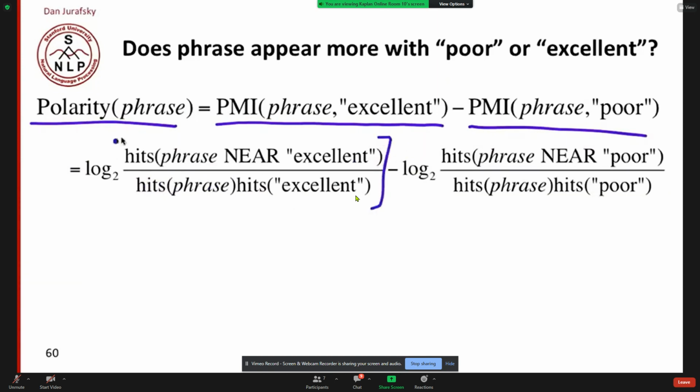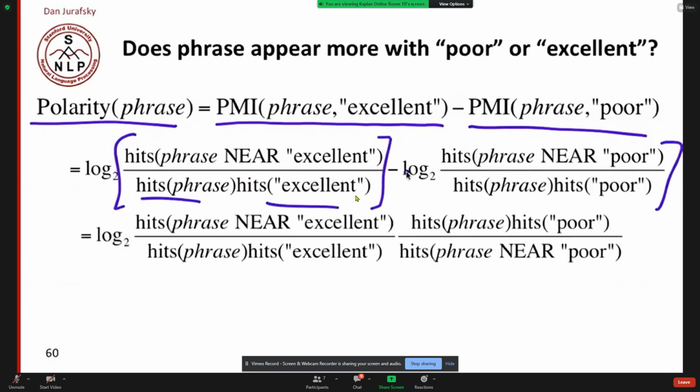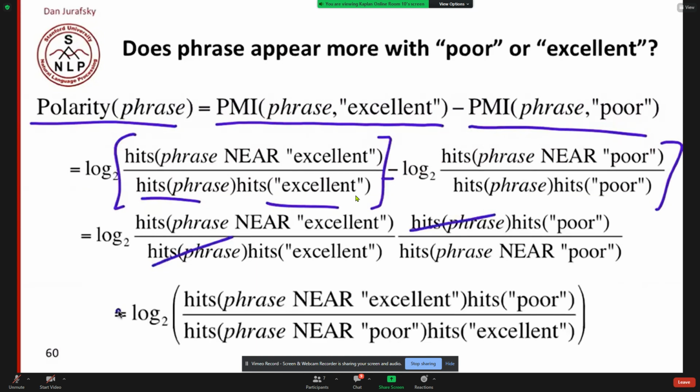Here's the definition of pointwise mutual information of a phrase with excellent: how often it occurs near the word excellent, divided by the individual number of hits of the phrase itself and of excellent, and then we subtract the same thing for poor. Of course, by the definition of logs, we can bring things inside the log and turn the minus into a divide. Then we can do some rearranging of terms, so we have hits of phrase here, and hits of phrase there.